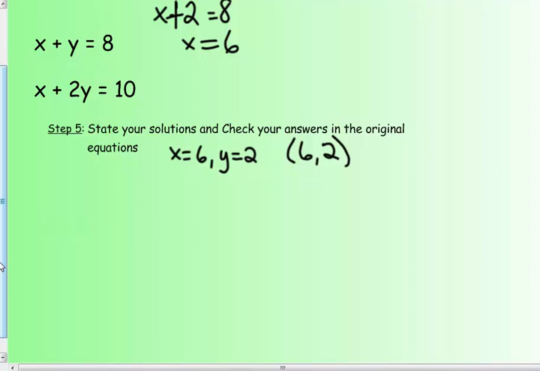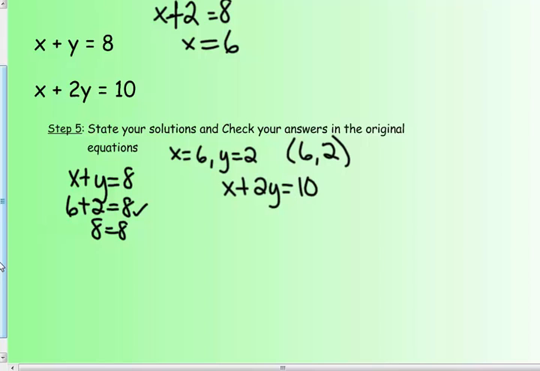You have to check it in both in case you've made some computational error. So here's my first equation, x plus y equals 8. Substituting in, 6 plus 2, does that equal 8? Yes, it does, so that checks. The second equation is x plus 2y equals 10. My x is 6, 2 times my y, which is 2. 6 plus 4 is 10, so it works. You do have to make sure that it checks in both equations.